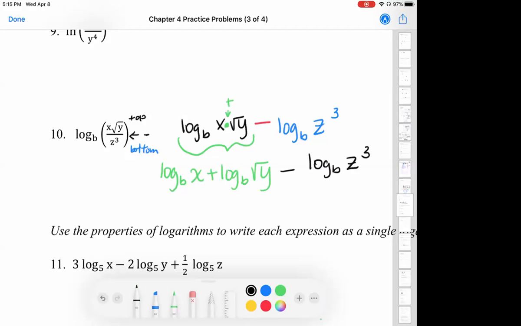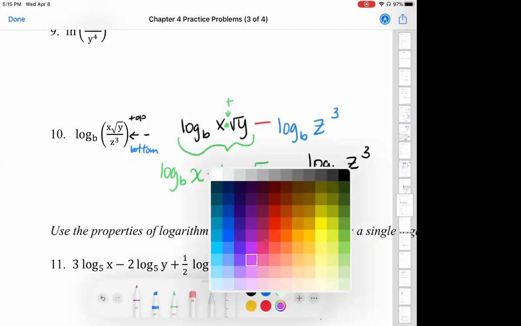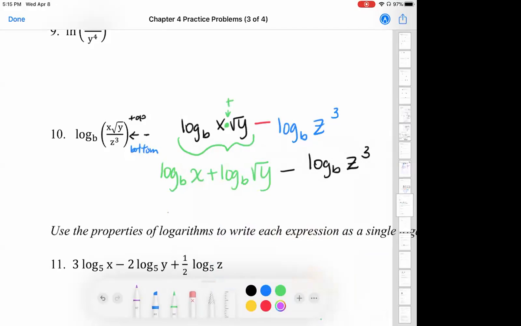All right, last piece. I want to incorporate those exponents using the power rule. All right, so I have an exponent of 3, and here, really, that square root of y is the same thing as y to an exponent of 1/2. So I'm rewriting that square root. So square root of y is the same thing as y to the 1/2 power. So I just took the time to rewrite it.